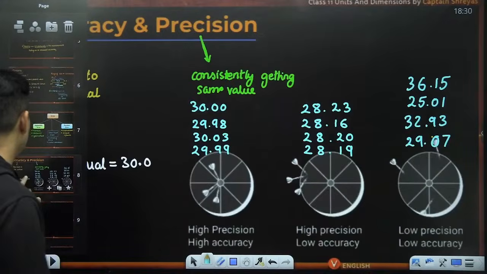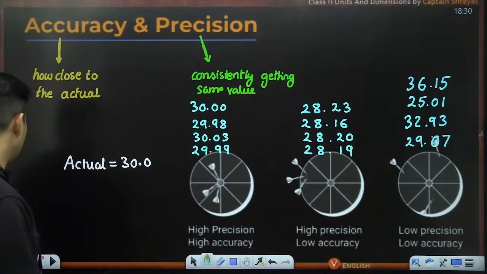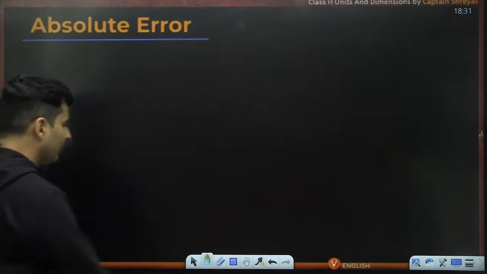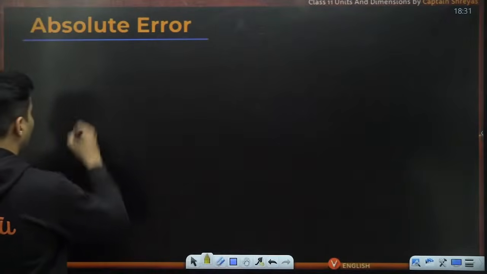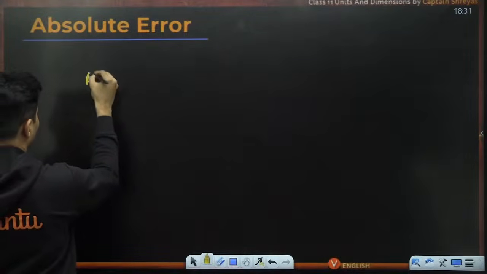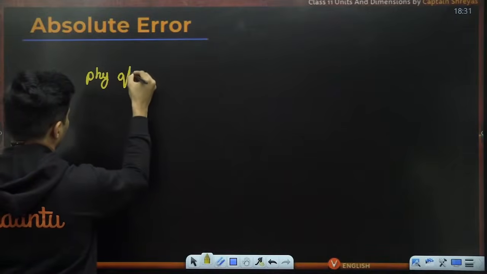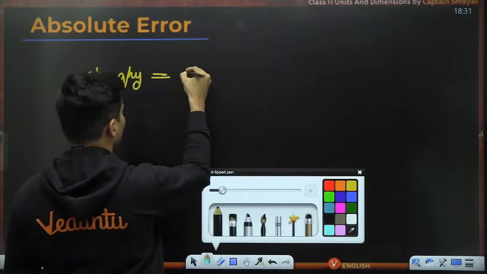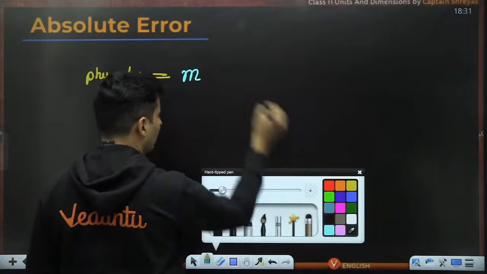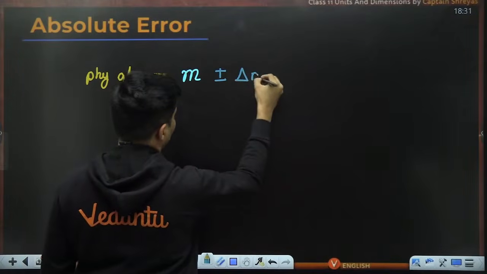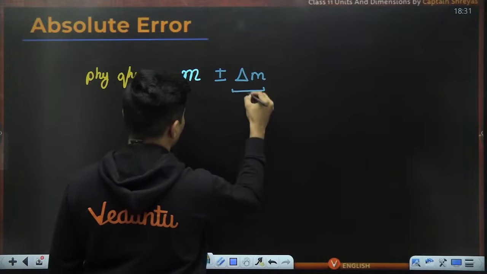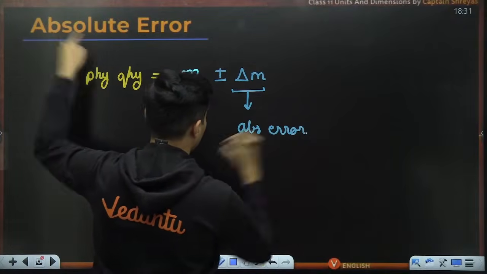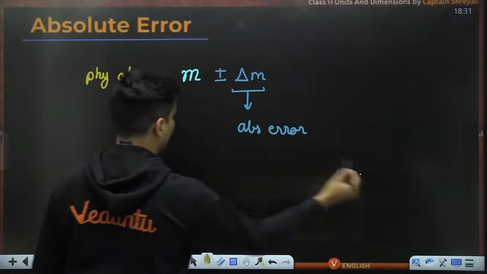This is also clear. What is the meaning of accuracy and precision? This is also done. So absolute error, relative error, and percentage error. Let's go one by one. If our physical quantity has been represented as some m, and then I put plus minus delta m, this delta m is what is called your absolute error in the measurement.